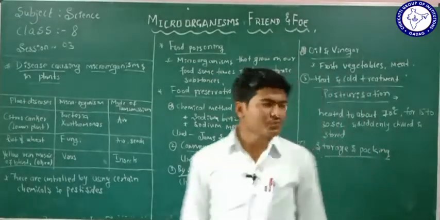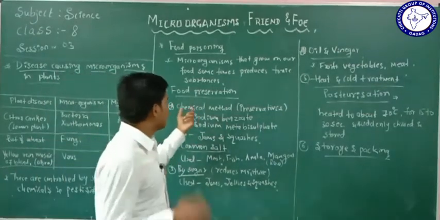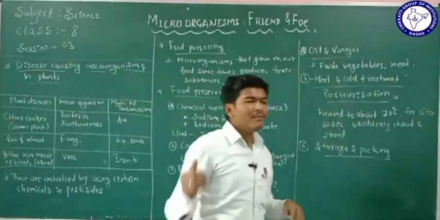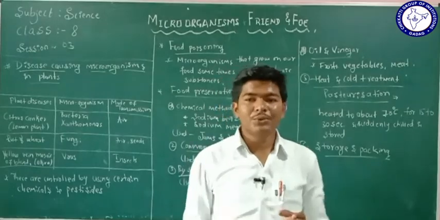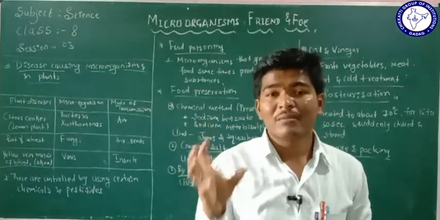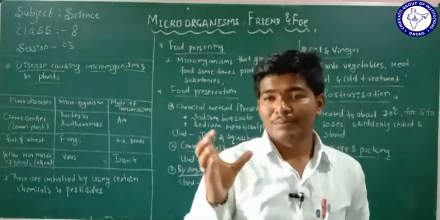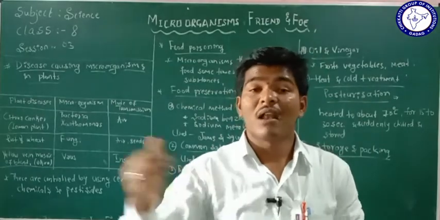See here. The first method is the chemical method. We are going to use a chemical method to preserve food material. Remember, if you keep ripened mangoes for 3 to 4 days or for 1 week, if you keep the ripened mangoes for a long time, what happens?